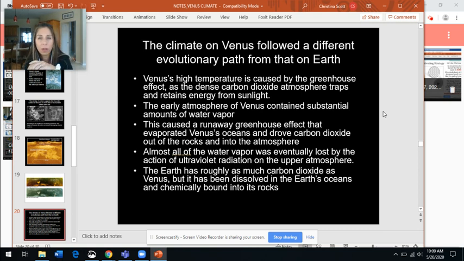The early atmosphere of Venus contained substantial amounts of water vapor. This caused a runaway greenhouse effect that evaporated Venus's oceans and drove carbon dioxide out of the rocks and into the atmosphere. Almost all of the water vapor was eventually lost by the action of ultraviolet radiation on the upper atmosphere. The Earth has roughly as much carbon dioxide as Venus, but it's been dissolved in Earth's oceans and chemically bound in its rocks. So Earth's oceans absorb carbon dioxide, which then eventually gets into the rocks.